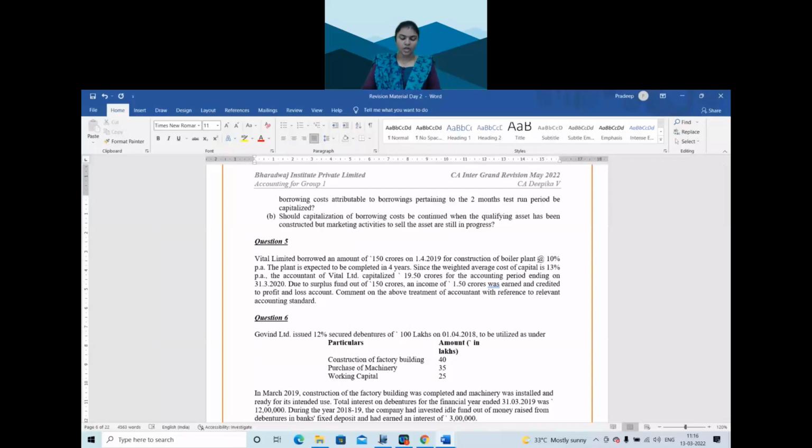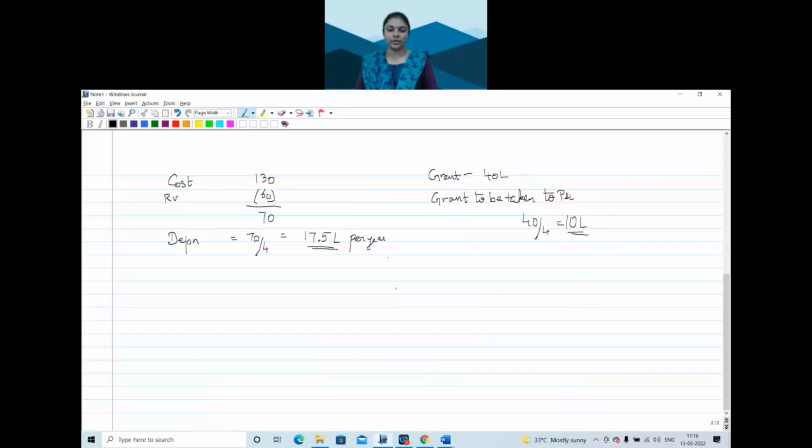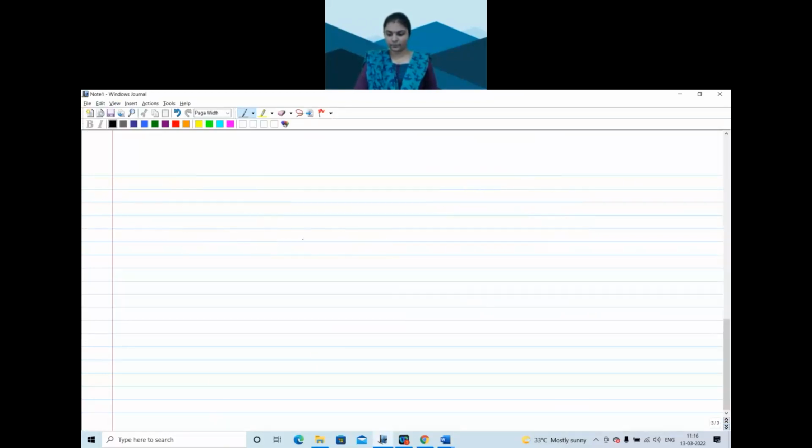So therefore, the cost that should have been capitalized, including the income portion, first let us calculate, is 150 crores into 10%, which is 15 crores in place of 19.5 crores. So they have actually calculated 19.5 crores based on 13%, which is wrong. Again, further, out of this 15 crores borrowing cost, 1.5 crores has been earned as income from temporary investments. Therefore, we need to subtract the same, and therefore 13.5 crores shall alone be eligible for capitalization.